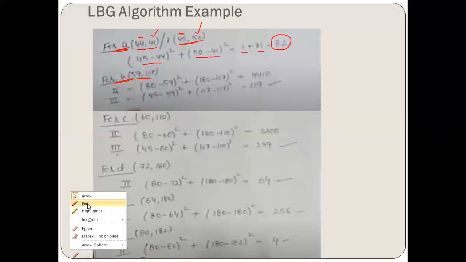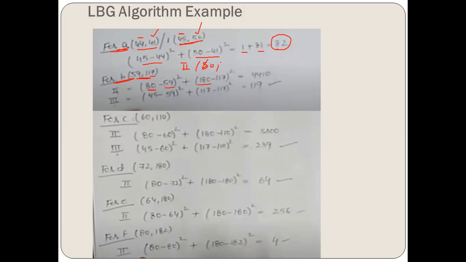We are going to calculate it by 80, because 80 was for region 2. 80 minus 59 square plus 180 minus 117. Because for 2 it was 80 comma 180, right? So we can find out the value is coming out 4410.